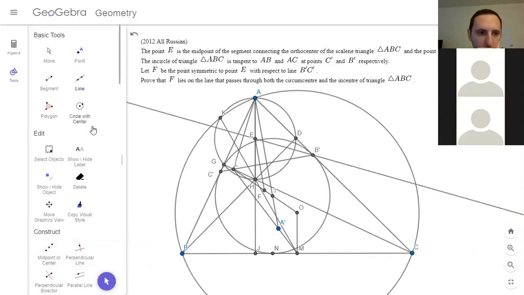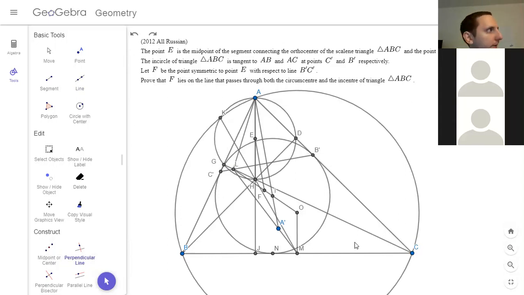I don't think that does much. But yeah, it's an interesting figure. Okay, so what's the best way to do this? Do we want to show F lies on IL? Do we want to show it lies on OL? Or do we want to somehow use both?